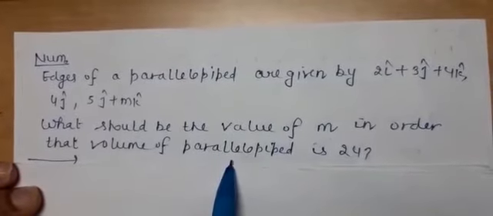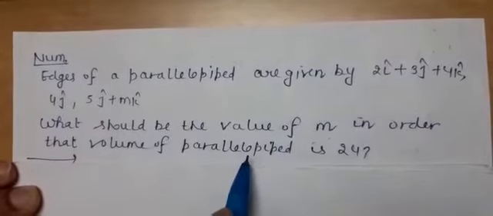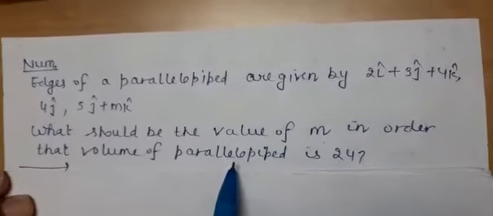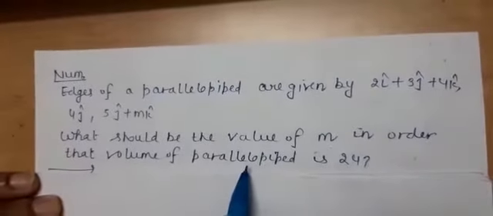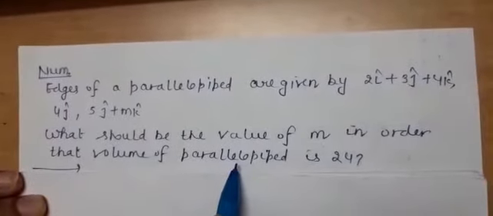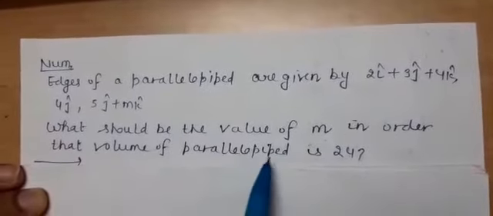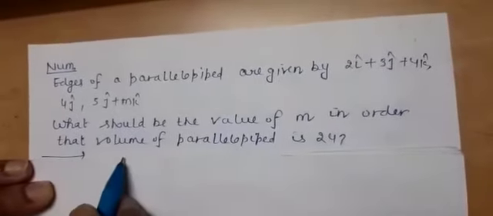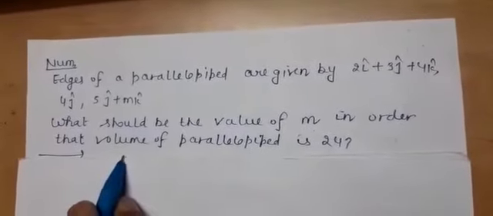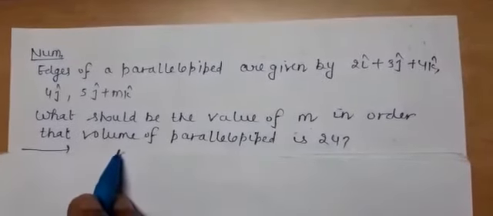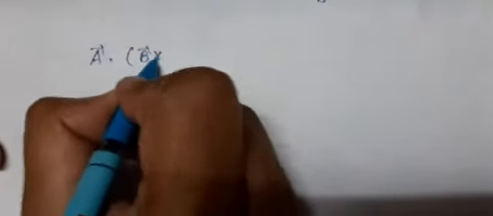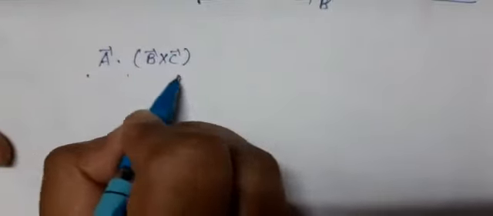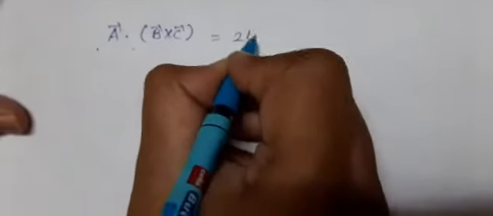See, for edges of a parallelepiped, you can imagine any geometric box, because the length, breadth and height are different, so that is taken as a parallelepiped. Your physics reference book is also an example of a parallelepiped, whose edges are represented by these three vectors. Now, to calculate the value of m, the volume of the parallelepiped is 24. Since volume has been given, you have to use the result that A dot B cross C basically represents the volume of the parallelepiped. This is given to be 24.